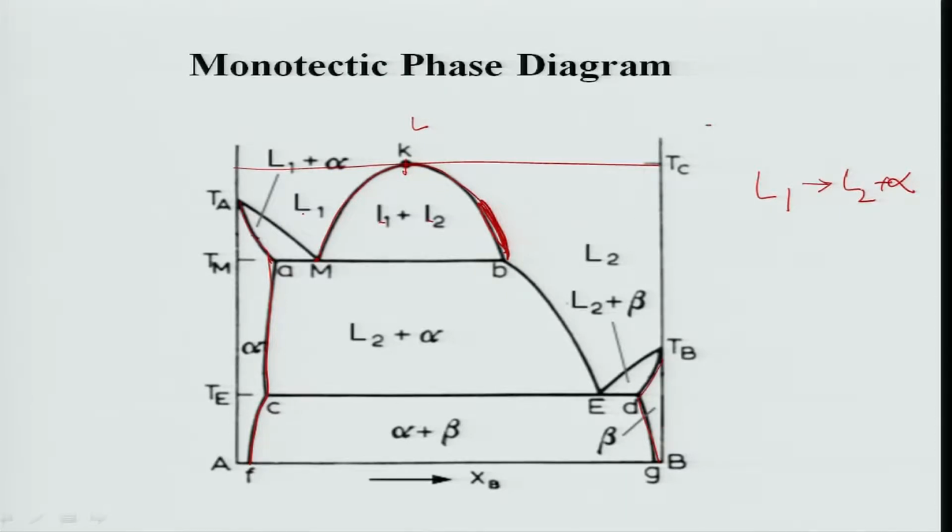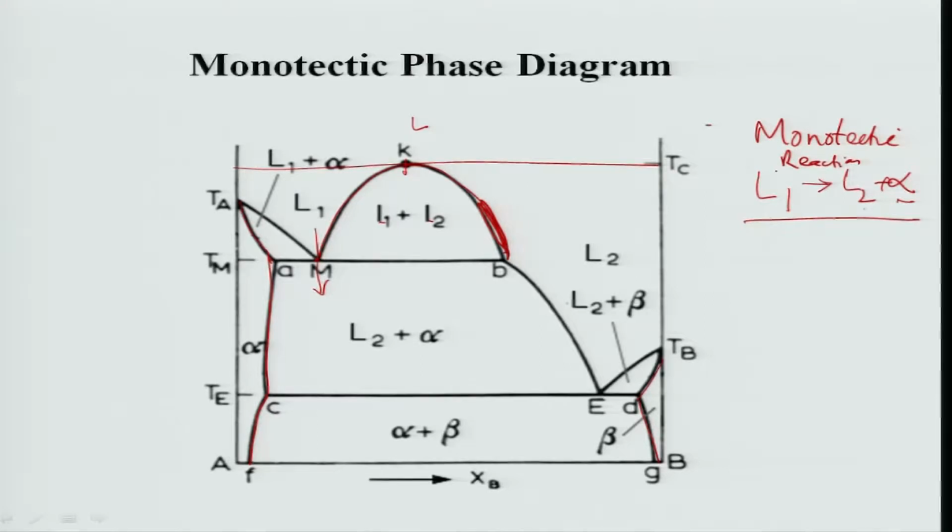Now this L1, by a monotectic reaction, will separate into L2 plus solid alpha, correct. That is what you see here at M1. If you cool it down it becomes L2 plus alpha. So this is known as the monotectic reaction.